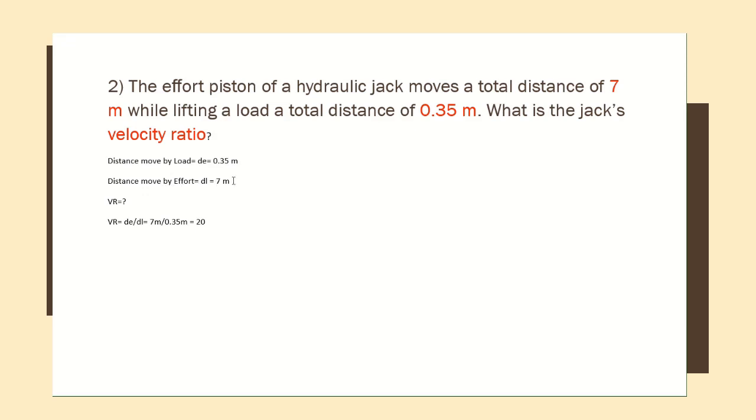Now, what is the formula that relates distance moved by load and distance moved by effort to velocity ratio? We know velocity ratio equals distance moved by effort divided by distance moved by load, which equals 7 meters divided by 0.35 meters, which gives you 20. It has no unit, so we'll leave our answer like this. I hope it is understood. Good.